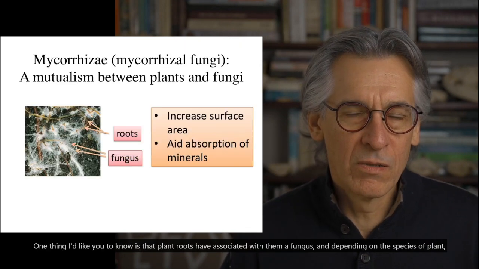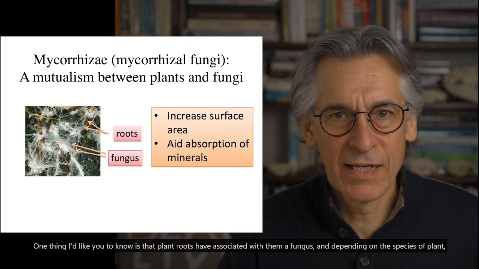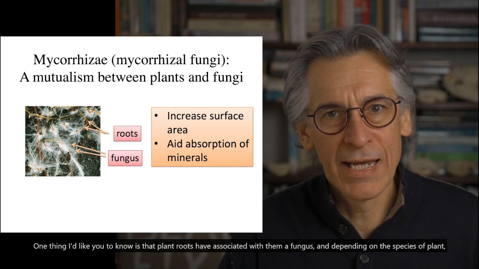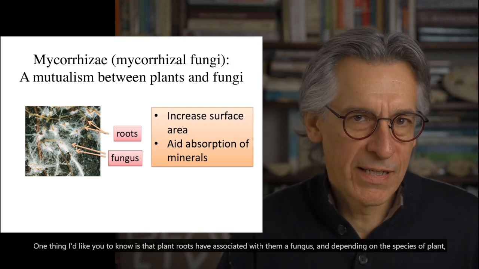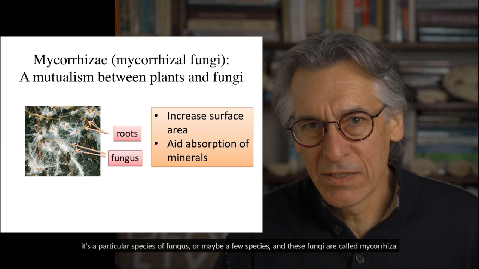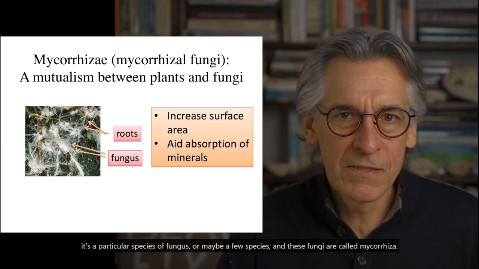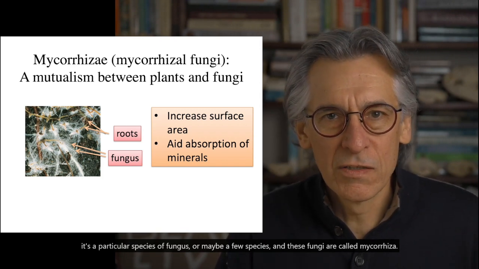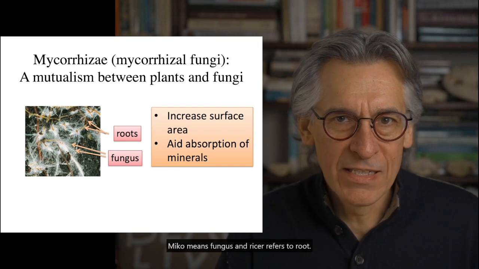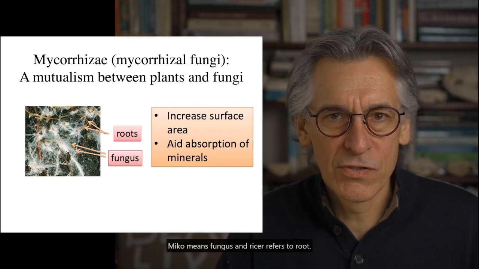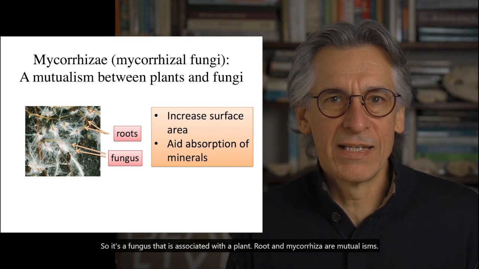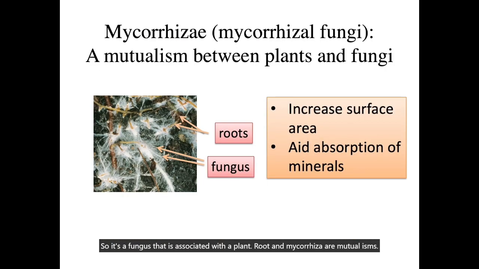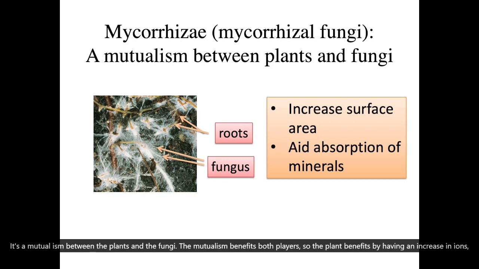One thing I'd like you to know is that plant roots have associated with them a fungus. And depending on the species of plant, it's a particular species of fungus or maybe a few species. And these fungi are called mycorrhizae. Myco means fungus, and rhiza refers to root. So it's a fungus that is associated with a plant root, and mycorrhizae are mutualisms. It's a mutualism between the plants and the fungi. The mutualism benefits both players.